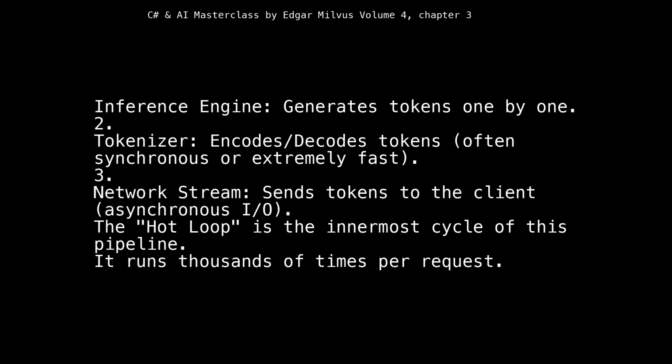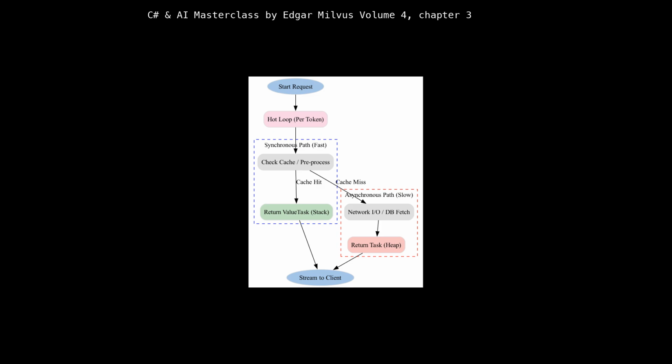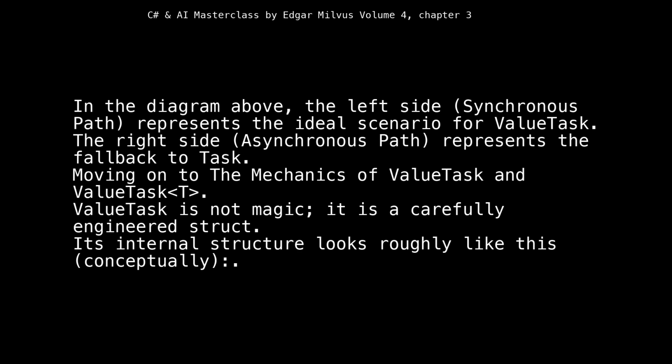The hot loop is the innermost cycle of this pipeline. It runs thousands of times per request to process data with maximum efficiency. In the diagram above, the left side, synchronous path, represents the ideal scenario for ValueTask. The right side, asynchronous path, represents the fallback to Task.